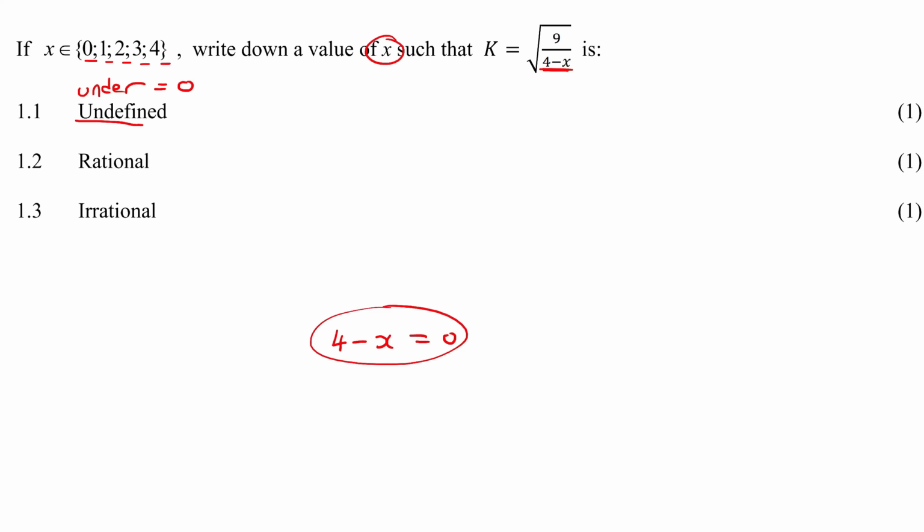So if you had to look at this and you had to solve for x, you should eventually see that x will be equal to 4. So that would be that one. So we can just say 4 over there.